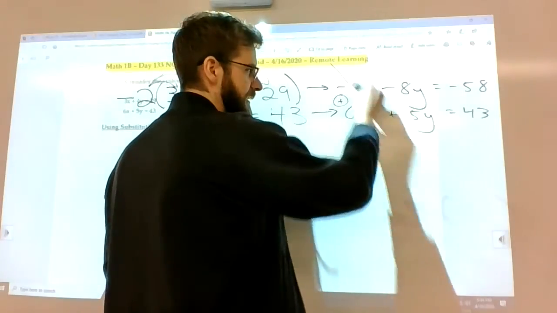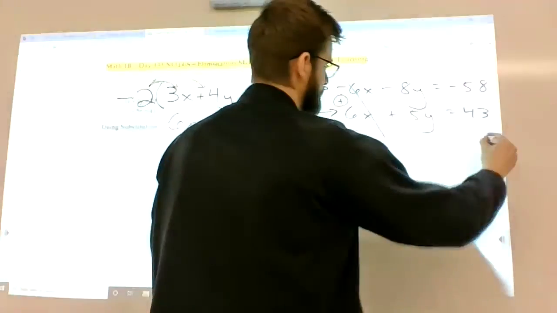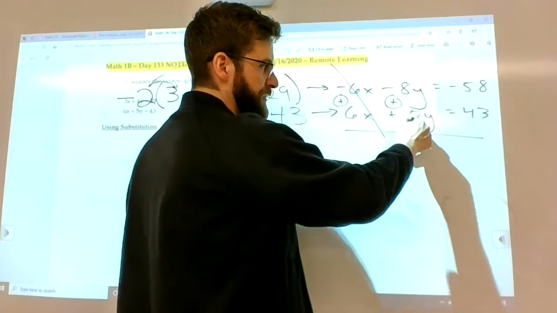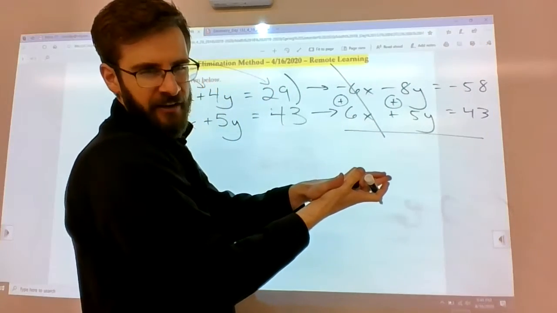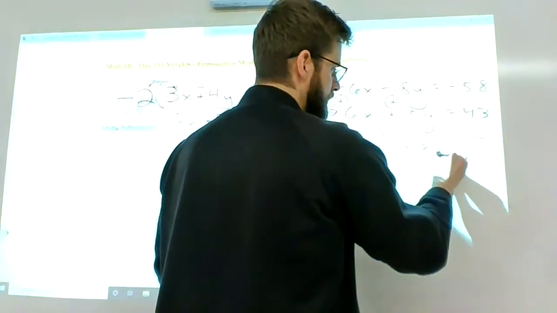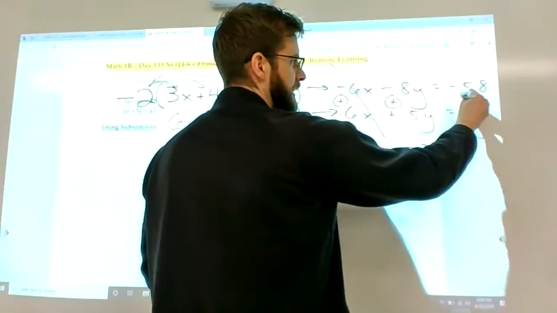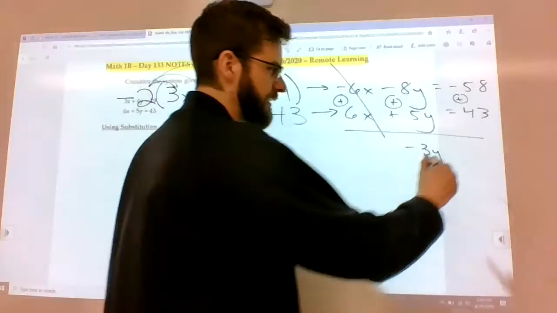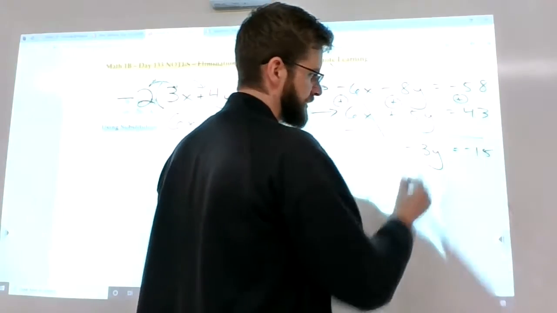All right, what do we do next? Add. That zeroes it out. And if I add these, then I have to add these. Negative 8 plus 5, that means subtract the 2 and take the sign of the bigger one if they're opposites. Negative 3y. Same deal with this one, negative and positive. Let's see here, negative 15. Divide by negative 3.